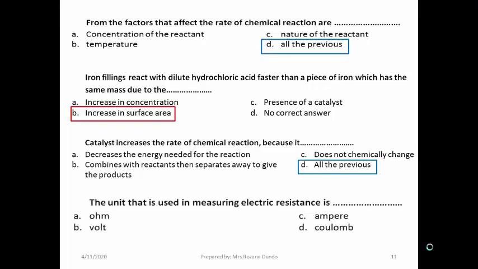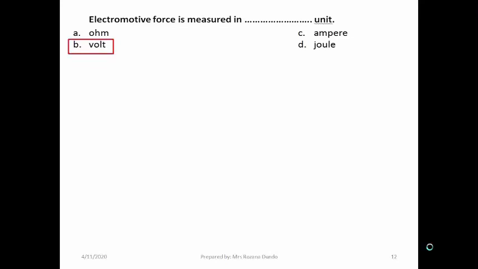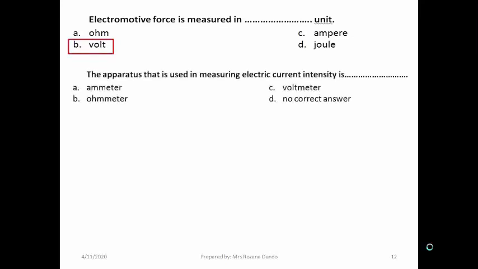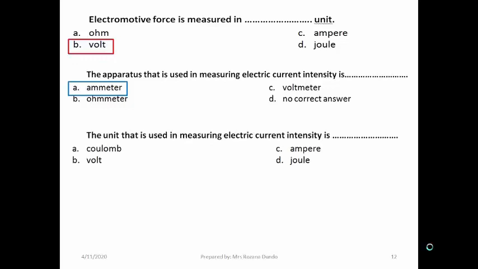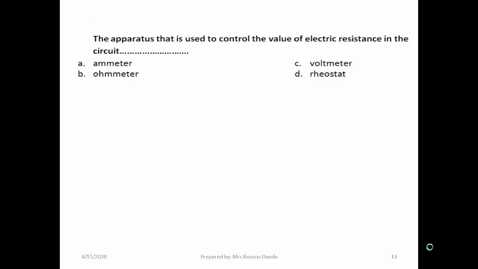The unit that is used in measuring electric resistance is the ohm. Electromotive force is measured in the volt unit. The apparatus that is used in measuring electric current intensity is the ammeter. The unit that is used in measuring electric current intensity is the ampere. The apparatus that is used in measuring potential difference is the voltmeter. The apparatus that is used to control the value of electric resistance in the circuit is the rheostat.